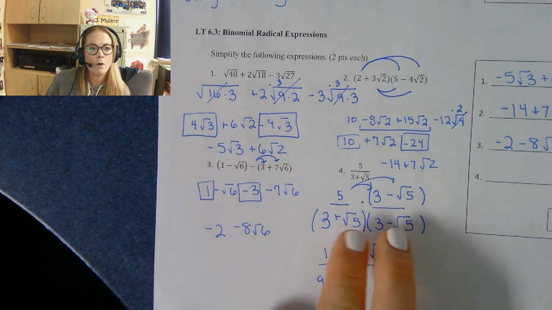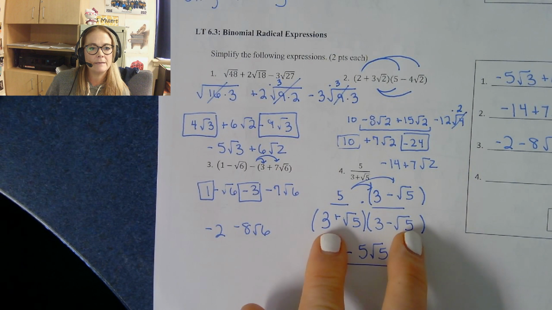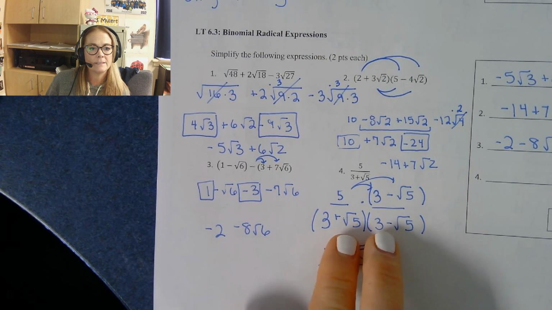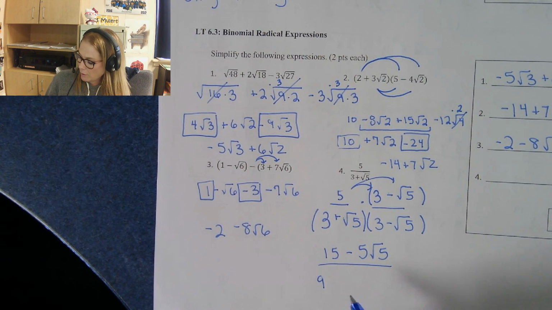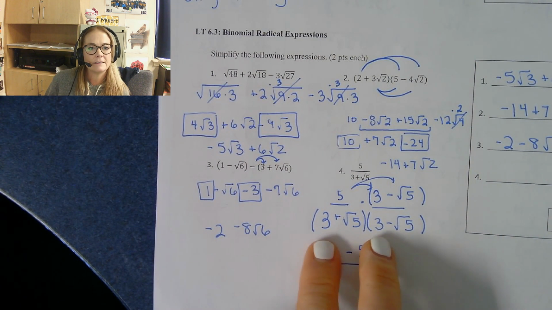But when I do O and I, they're going to be the same thing. This is going to be negative 3 root 5. This is going to be positive root 5. Boom, boom. They just go away. And that's what we want to happen because we want the radical to be gone. So in terms of the O and I, that's gone. I just need to F and L this.